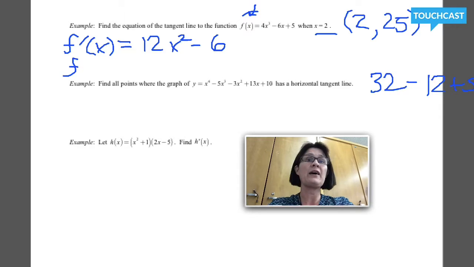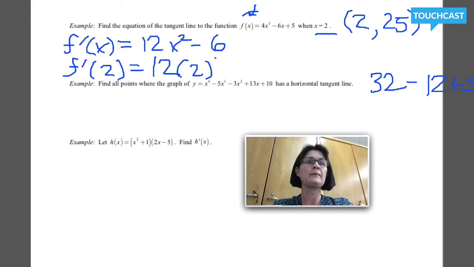I need the slope of f at specifically the place where x equals 2. I'm just going to use my derivative rule, but everywhere I had an x, I'll replace it with 2. This is 12 times 2 squared minus 6. That's 12 times 4, 48. Take away 6 is 42.